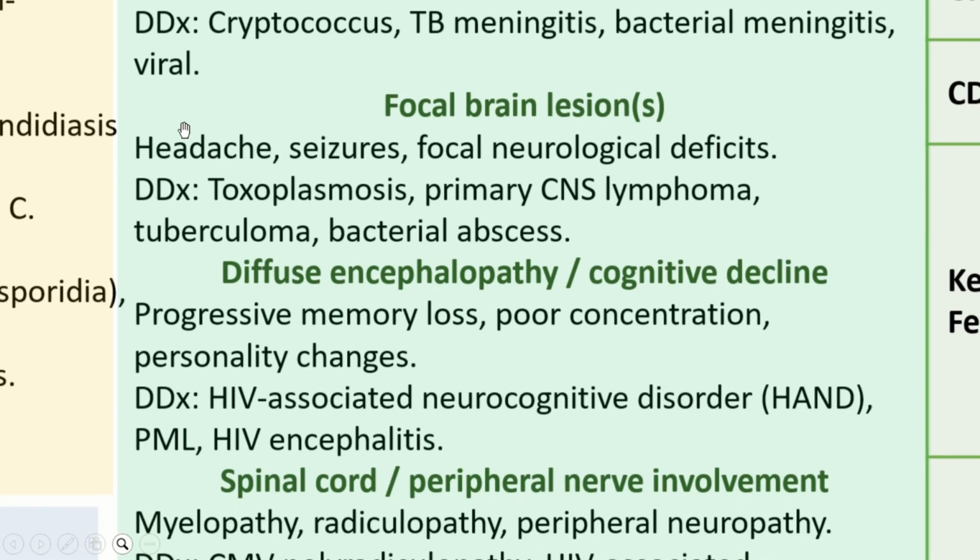Then when you go to focal brain lesions, this means we have a focus somewhere in the brain. It most of the time is going to come with headaches, seizures, and focal neurological deficits. And the most common causes of this are going to be toxoplasmosis, primary CNS lymphoma, tuberculoma, and bacterial abscess.